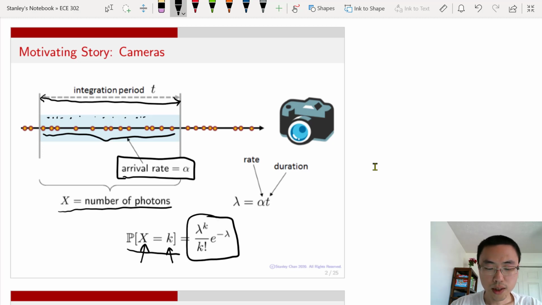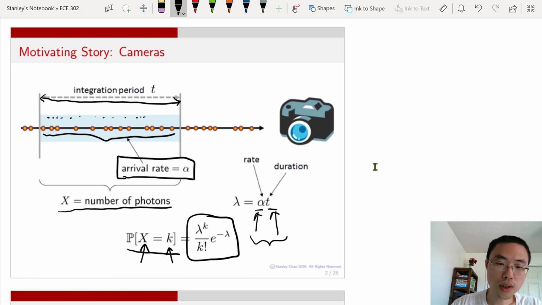Now this formula has a parameter called lambda, and lambda is determined by this rate alpha times the duration t. You can think of alpha as the number of photons per unit time, and t is the total amount of time. When you multiply these two together, it is the total number of photons that you are expecting to see during this integration time of t.